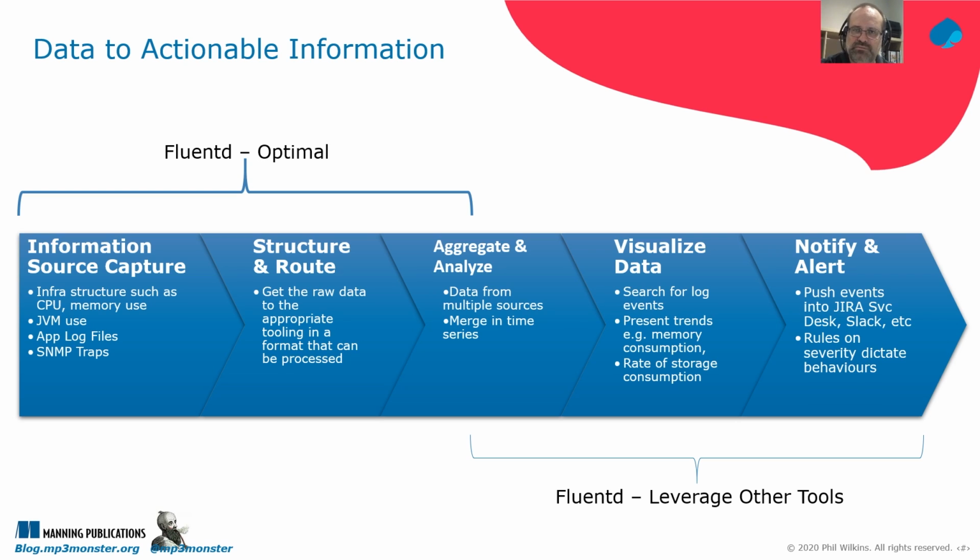Once you've captured that information, you obviously need to structure it and route it to the right place. Structure, as I say, is trying to get some of that meaning, and then you can get into the space of aggregation and analyzing the events. You might even want to filter out some of the events, do some simple counts. How many of these kinds of events have I had in the last hour? And that really all fits to Fluentd's sweet spot.